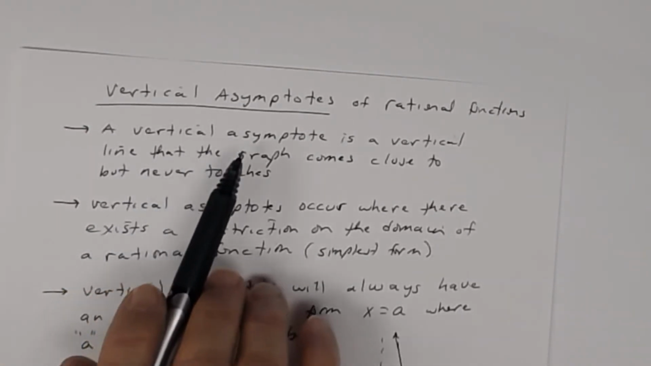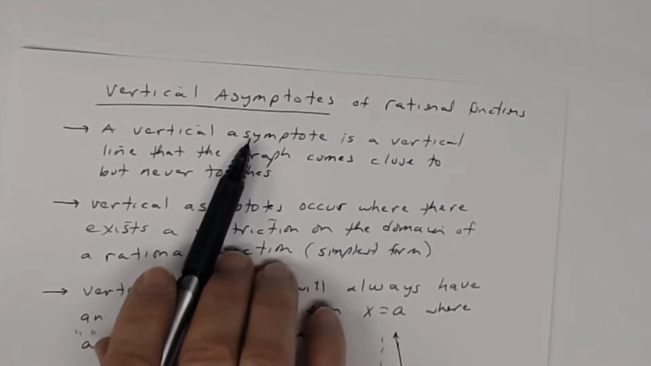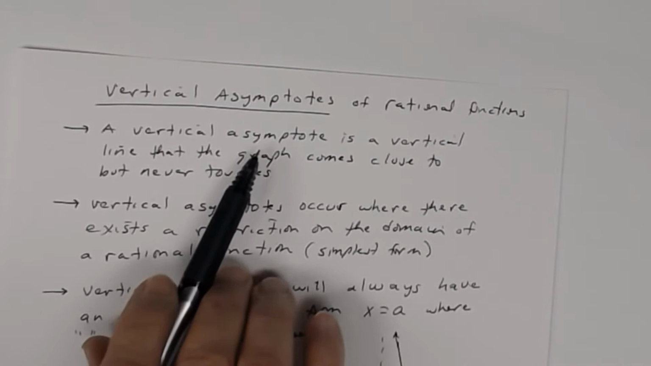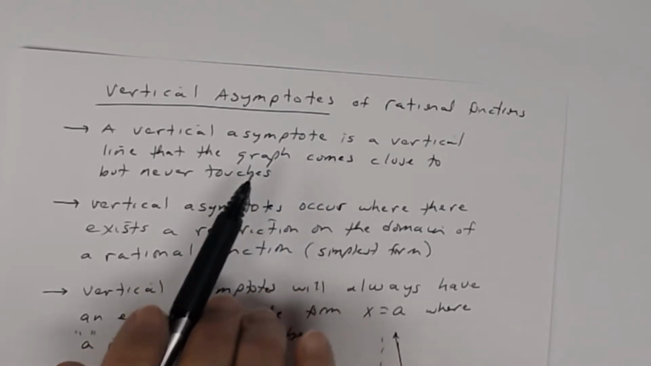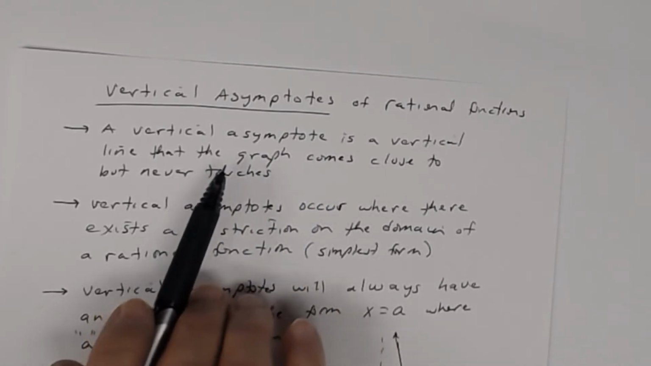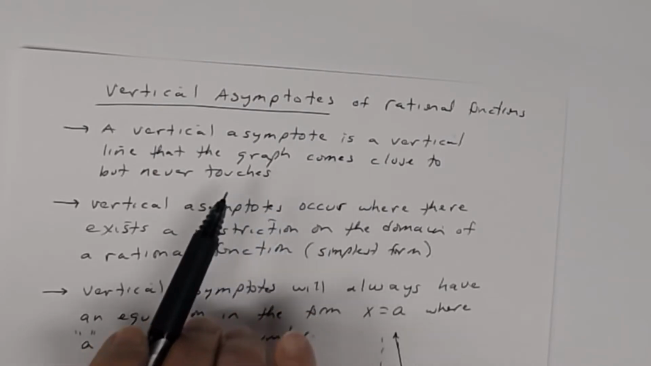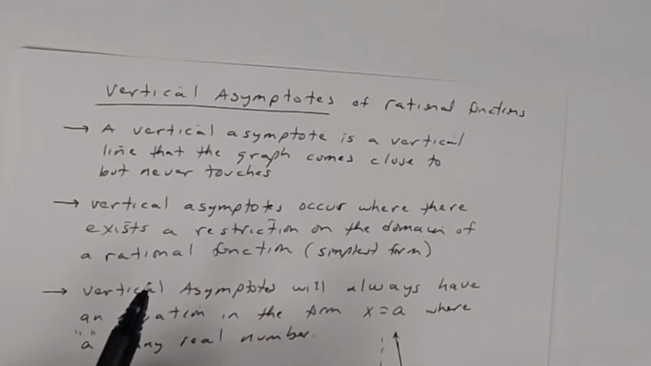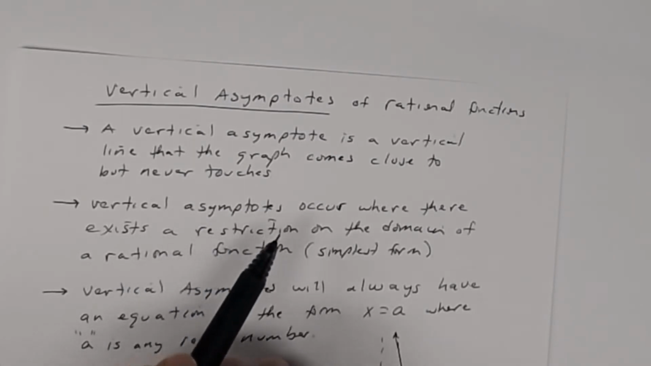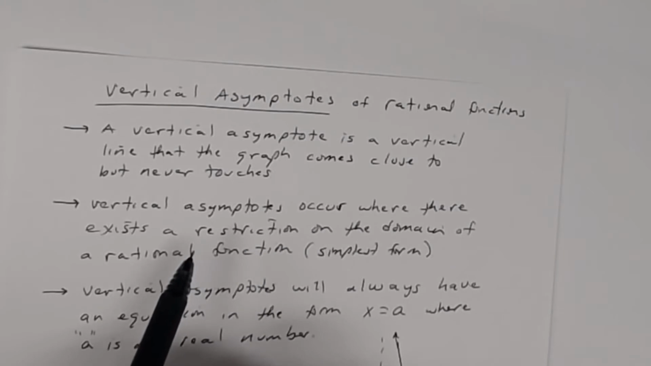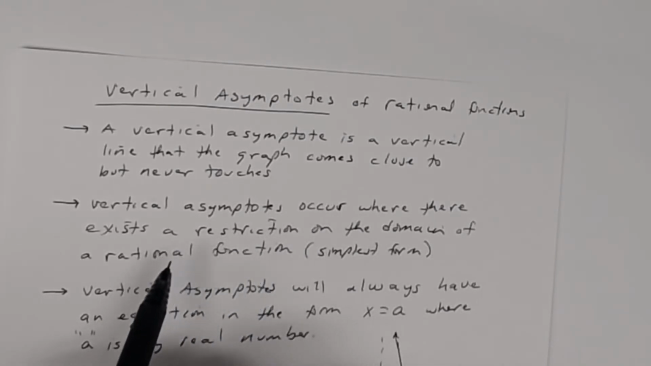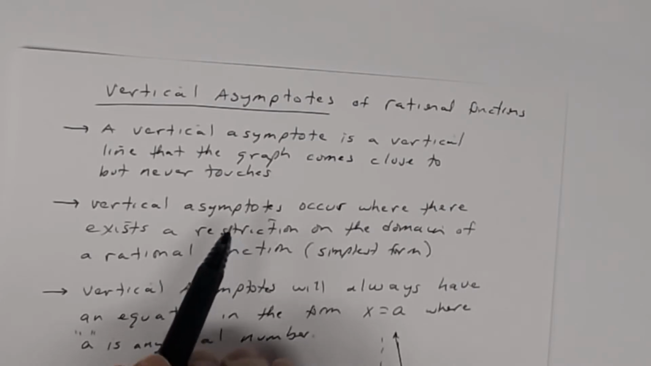A vertical asymptote, notice the spelling, A-S-Y-M-P-T-O-T-E. A vertical asymptote is a vertical line that the graph comes close to but never touches. So the graph will never touch a vertical asymptote. Vertical asymptotes occur where there exists a restriction on the domain of a rational function. So you're looking at the restrictions.